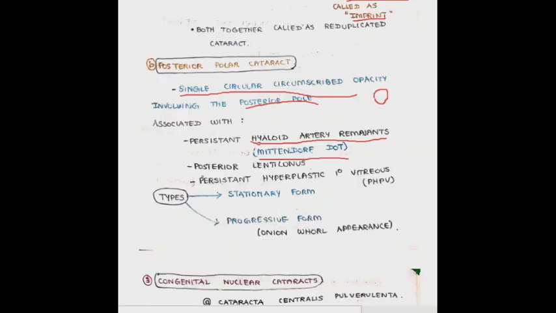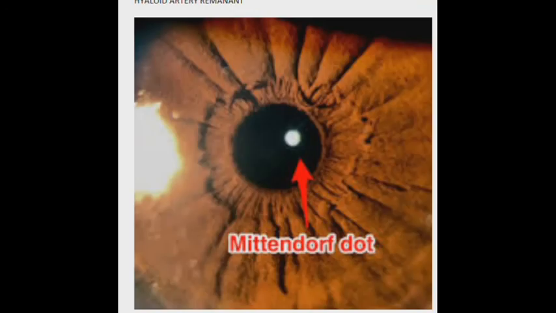Now, it is also associated with posterior lenticonus. Posterior lenticonus, as I said, is when the posterior part of the lens becomes conical in shape. Here you can clearly see the posterior portion of the lens which is cone shaped. So it is called lenticonus.